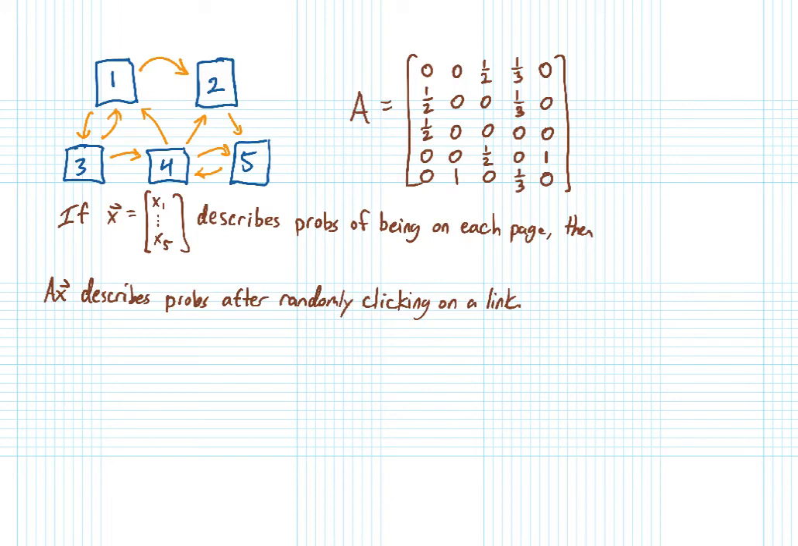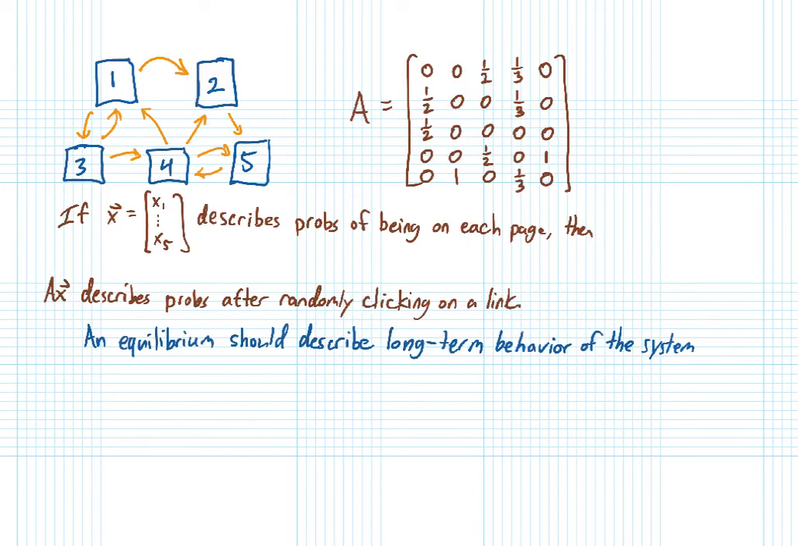And then you might expect that over time, if you keep randomly clicking on links, eventually the probabilities would start to approach an equilibrium. So in other words, an equilibrium should describe long-term behavior of the system. And I am skipping some details about, do we know that an equilibrium always exists? Do we really know that it describes long-term behavior? Let's ignore that for now, and let's just take for granted that this might happen. Well then, in the equilibrium, the pages that we're most likely to be on are the most important pages of the internet.